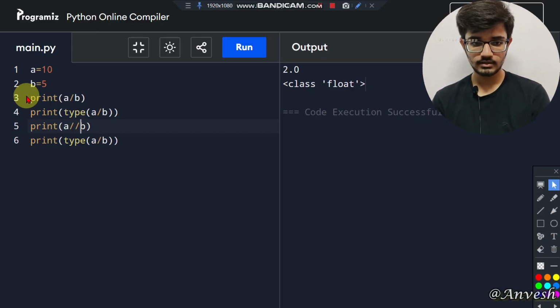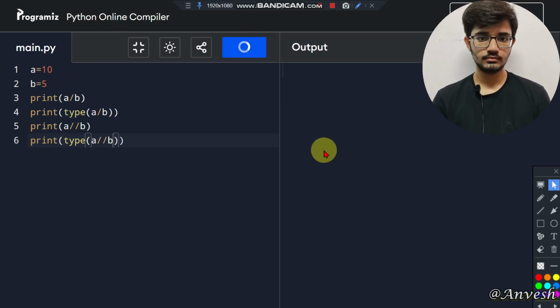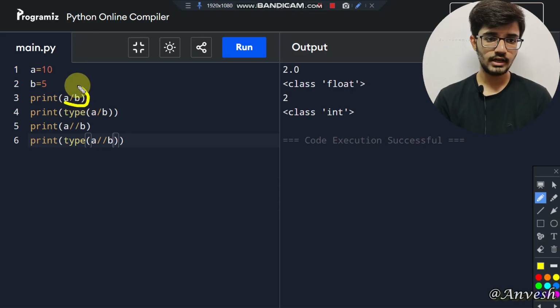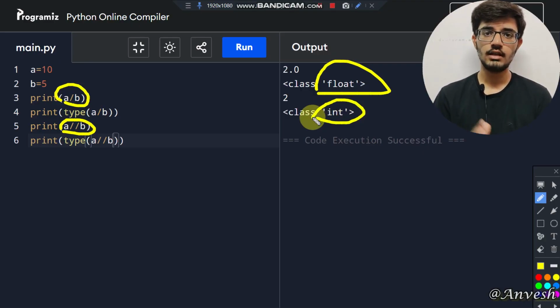Double slash. So we got here, when we use a single slash, we got the float data type, and when we use the double slash symbol, we got the integer data type. So that's the difference between single slash and double slash.